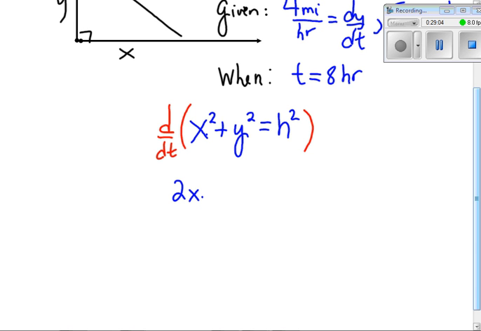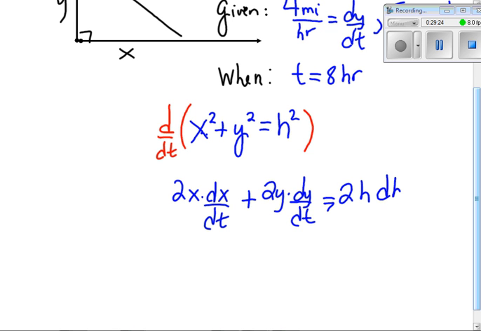This is the derivative with respect to x. So then you have to take the derivative with respect to time; if you don't have that, you won't have any dx/dt's in your problem. That's another problem. Plus 2y times the derivative of the inside function, dy/dt, is equal to 2 times h dh/dt.